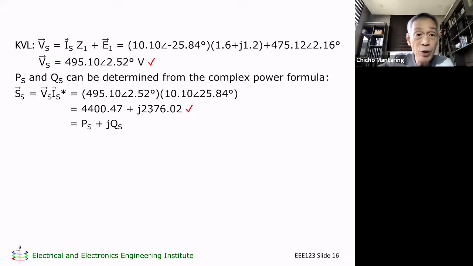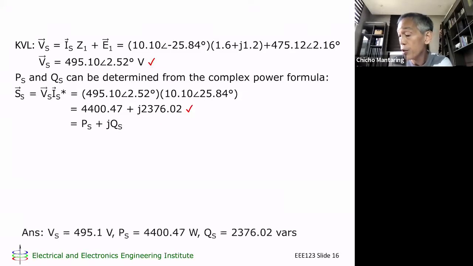And then P of S and Q of S can be determined from the complex power formula. That is, the complex power delivered by the source is your voltage multiplied by your current conjugate. So you're going to come up with this in rectangular form. So alam natin that this is P and that this is Q. Any question?